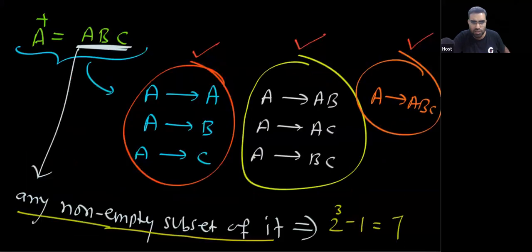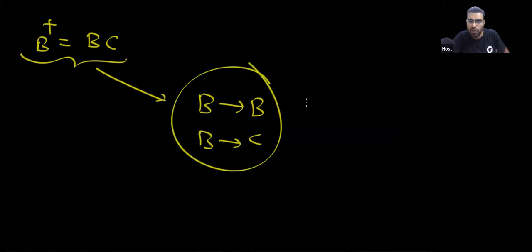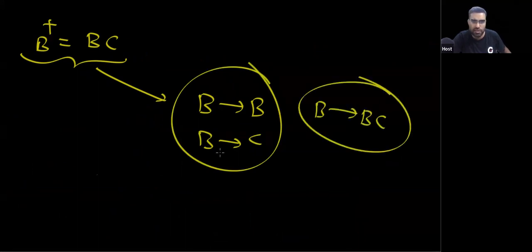Because what is the reason? You can see B plus is equal to BC. So how many FDs can I create from here? I can create this FD. This is a trivial FD. I can create this FD. I can create this FD. I can create this FD also. So these are the FDs I can create.